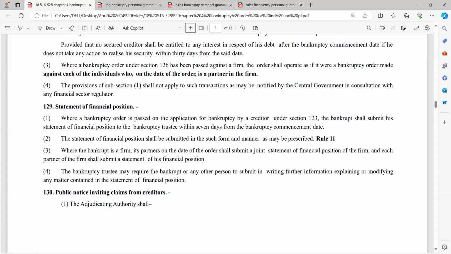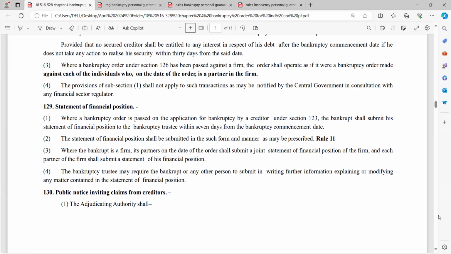The bankruptcy trustee may require the bankrupt or any other person to submit in writing further information explaining or modifying any matter contained in the statement of financial position. Okay. So here he will ask for it, the bankruptcy trustee will ask if he needs something.